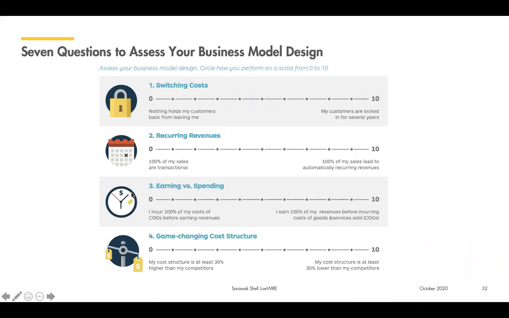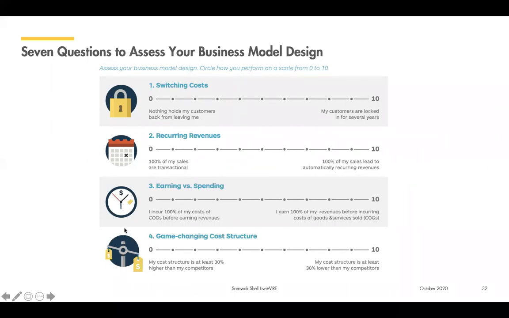Number one, do you have to spend first, or you don't have to spend anything, right? That means that you generate money before you spend. So this is actually quite good. That way it will protect your cash flow, right? A prepaid model, for example, is a good way of earning first before spending.